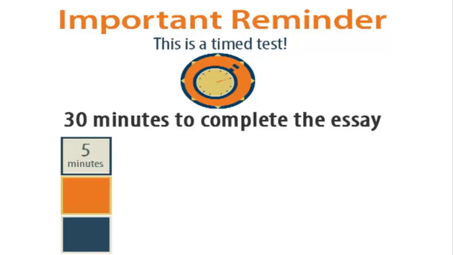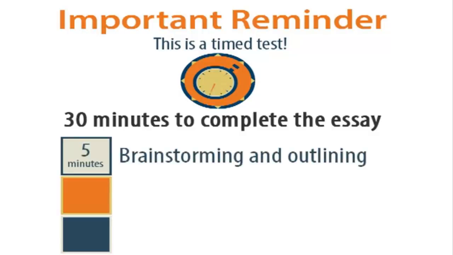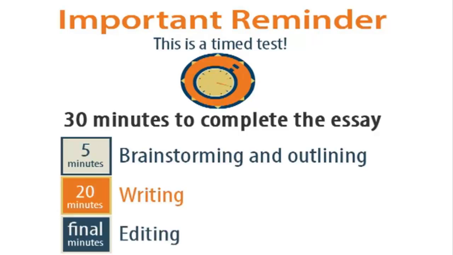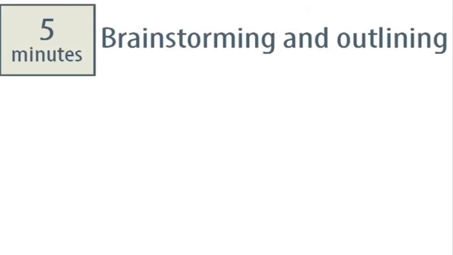You should spend about 5 minutes brainstorming and outlining your essay. Then, spend about 20 minutes writing the essay. And finally, use the remaining few minutes to edit your work. Each of these 3 steps is of equal importance, so be sure to leave time for all 3. First, let's discuss how to brainstorm and outline.